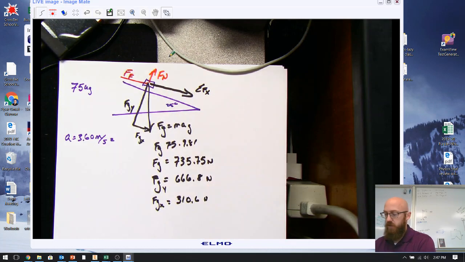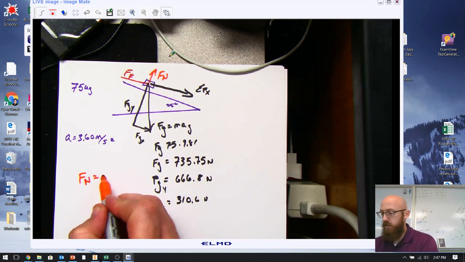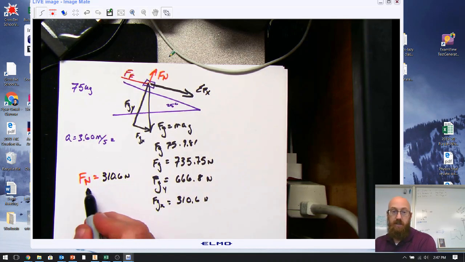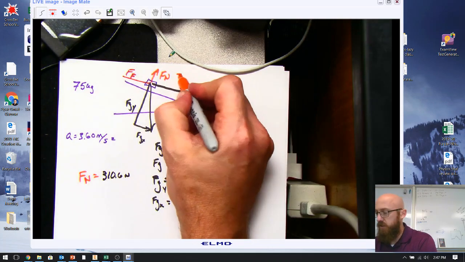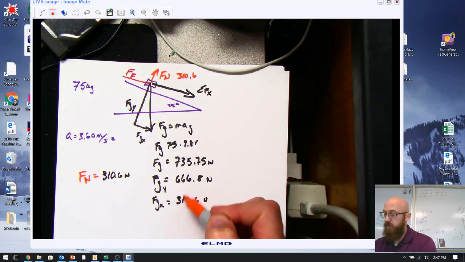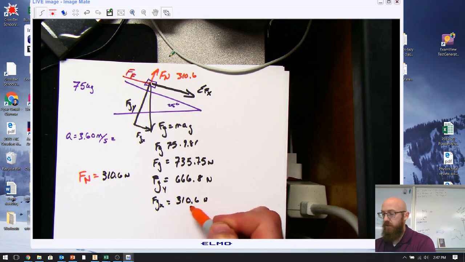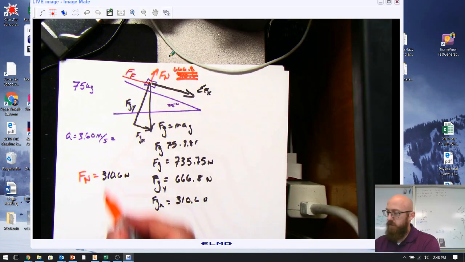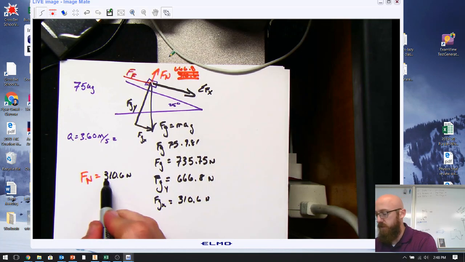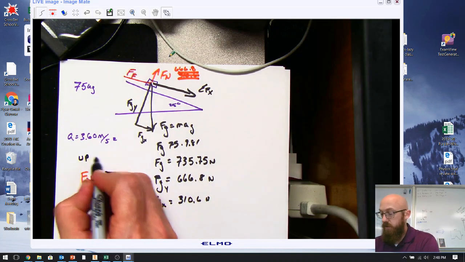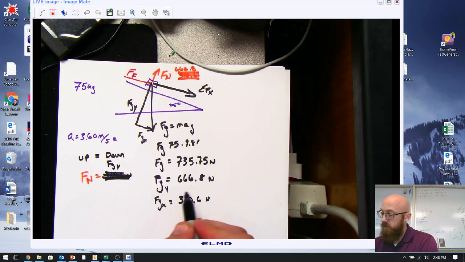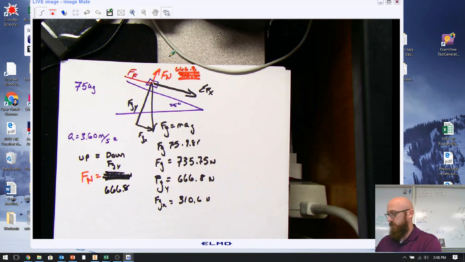Well, let's take a look at what's up. To calculate our F_N, we need to know our F_gx. Well, that we do know. F_gx is 310.6 newtons. That is our F_N as well. So our F_N is 310.6. And it should make sense because, actually, I just messed that up. I used the F_gx, so it's not that, my apologies. It's 666.8. See, you skip steps, you make mistakes. Up equals down, F_gy. So F_N is 666.8. That's our F_N.